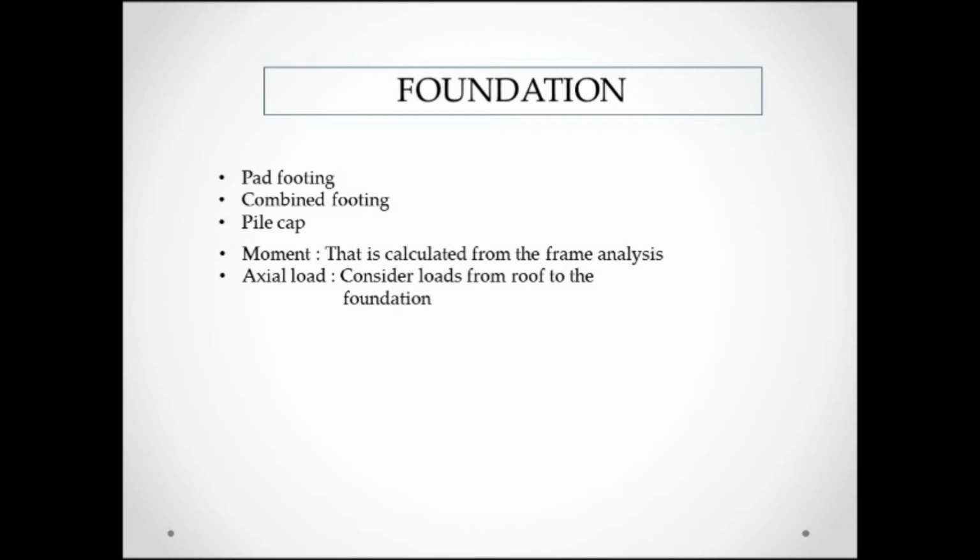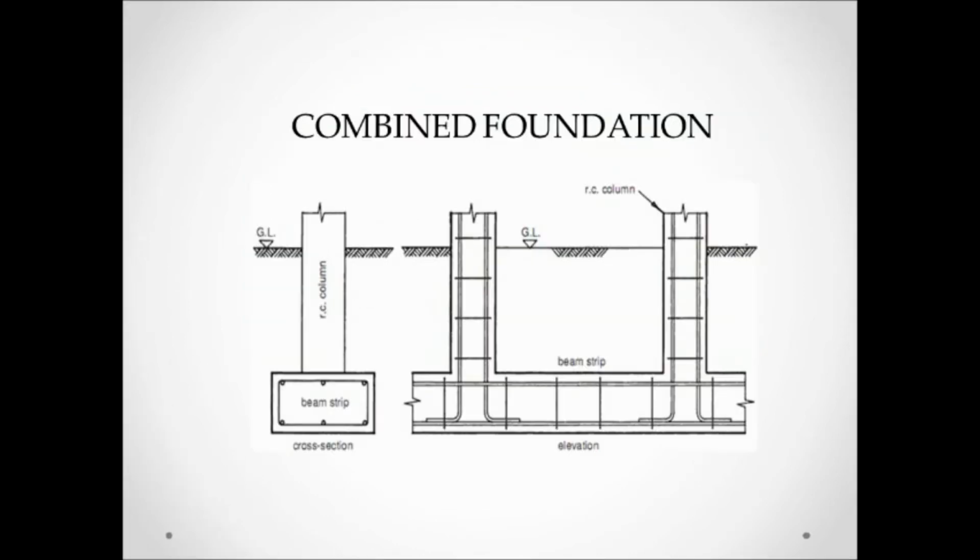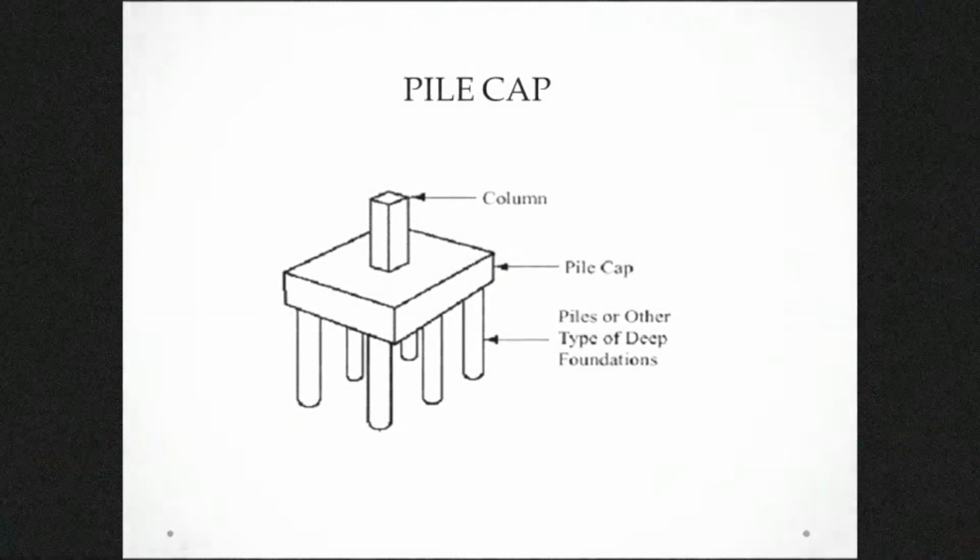Next, we proceed to the foundation. In our project, we choose to use the pad foundation, combined footing, and also the bracket. The moment that we take is calculated from the frame analysis, and the axial load is considered when loads transfer from the roof to the foundation. Here, it shows the pad foundation diagram, combined footing, and also the bracket. Thank you.